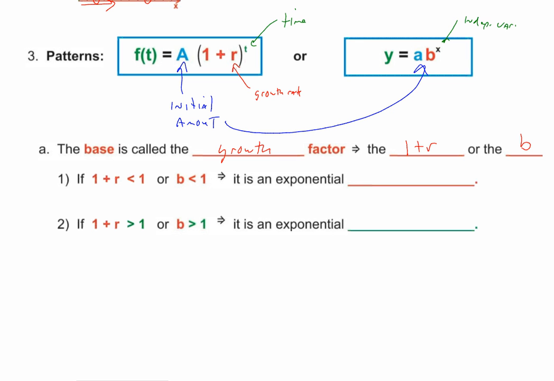Okay, so let's see if we can make some sense of things. In the first scenario, number 1 underneath the base, if when you add up 1 plus r your value is less than 1, what happens when you take a number less than 1 and put it to a power?